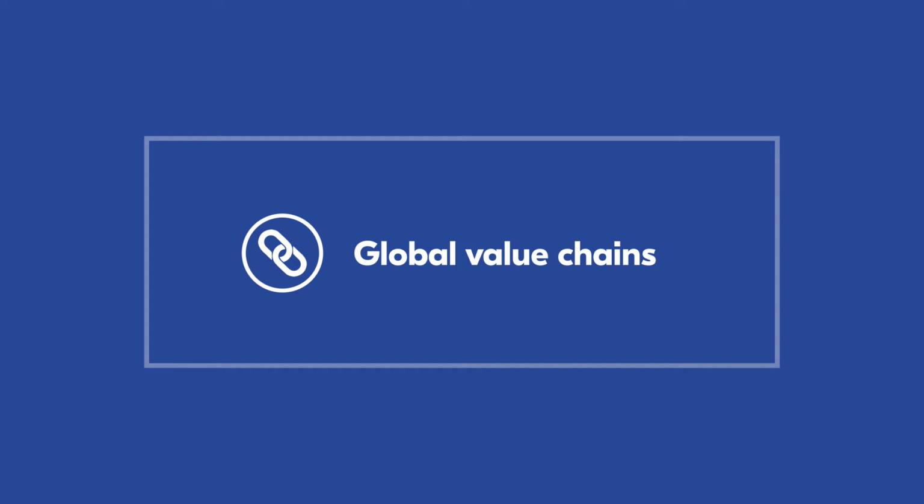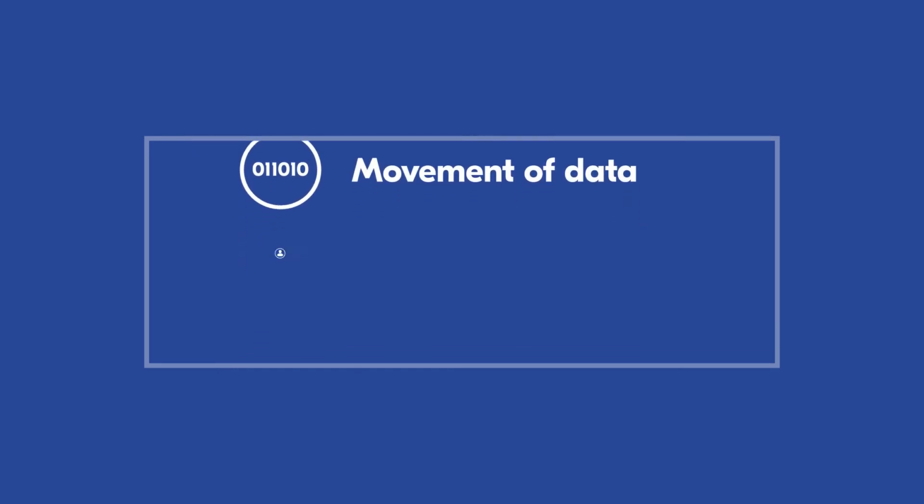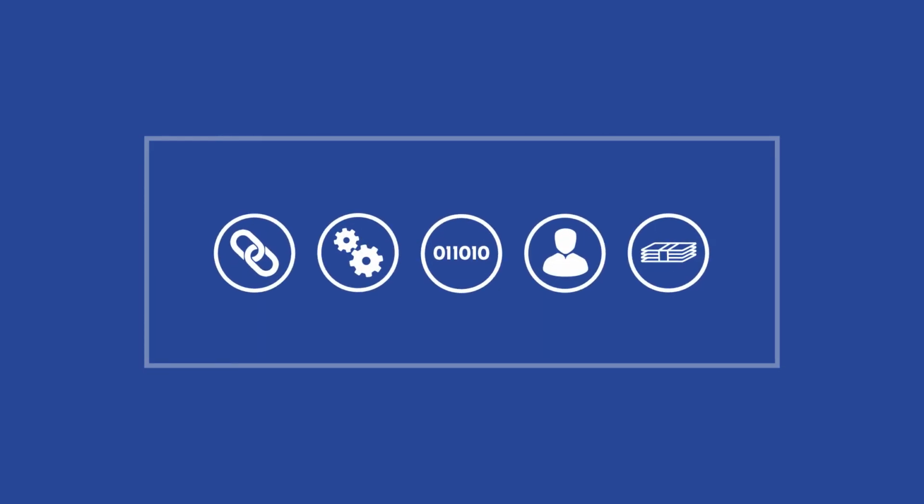Today, companies need to move more than just the final product, and that's what we're going to talk about in this video. We're going to learn about global value chains and the movement of goods that go into production, services and servicification, the movement of data, the movement of people, and the movement of capital. All these 5 elements must be moved non-stop, and this creates a continuous flow.